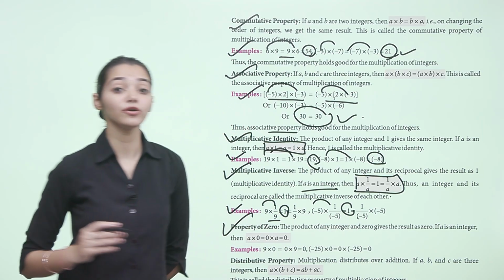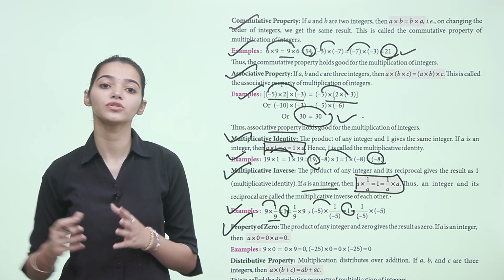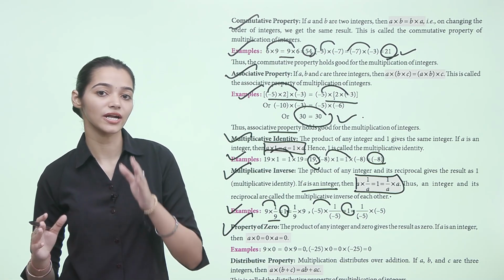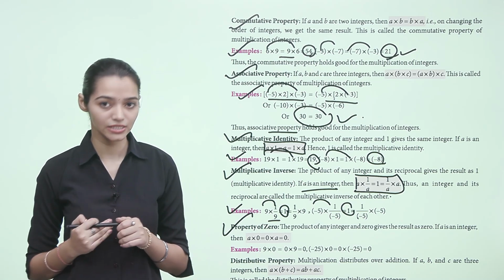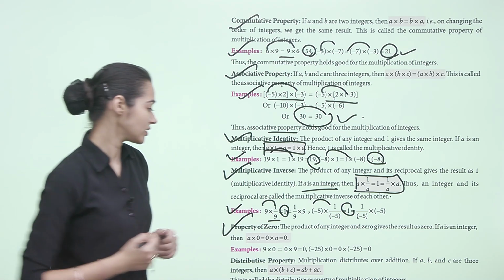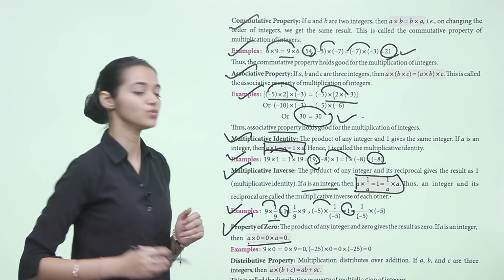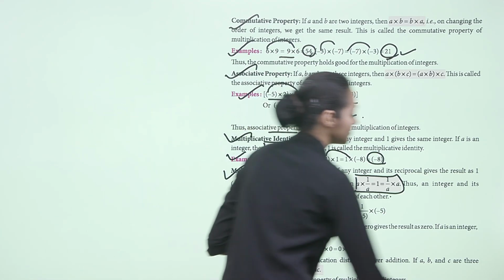Now let's look at the property of 0. What our property of 0 says is that the product of any integer and 0 gives us 0, and if a is an integer then a into 0 is equal to 0 into a, which is 0.